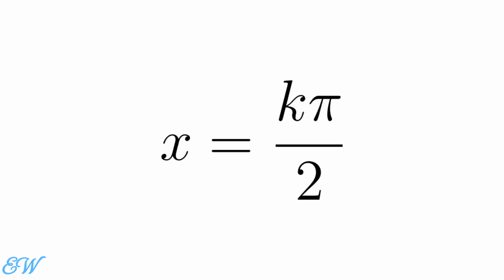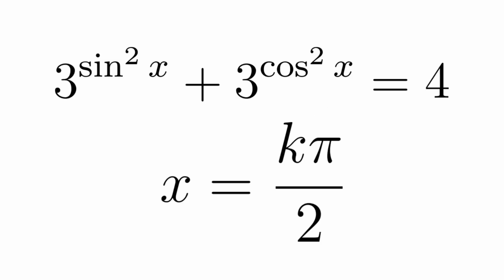Now we had two solution sets, and those were pi over 2 plus k pi and just k pi. And we can combine both of those into one using k pi over 2. That encompasses both of the solution sets in just one solution set. And that gives us the answer to today's question.